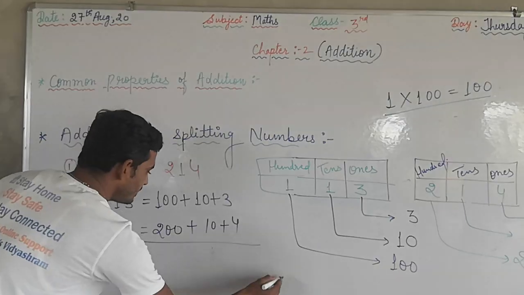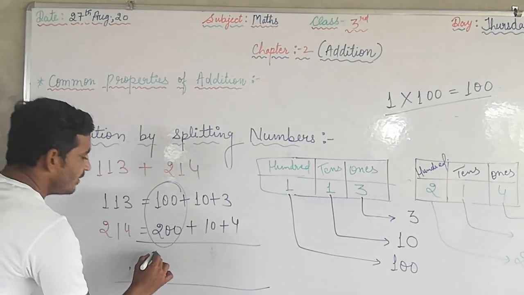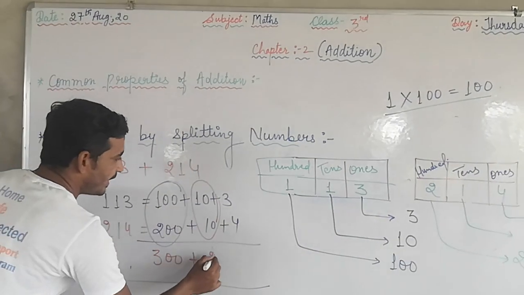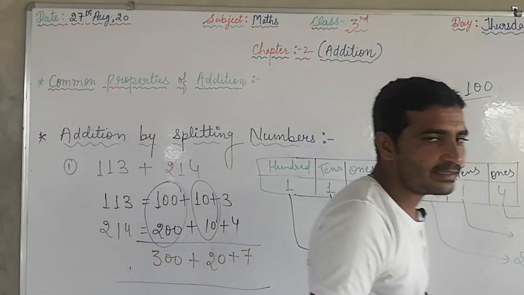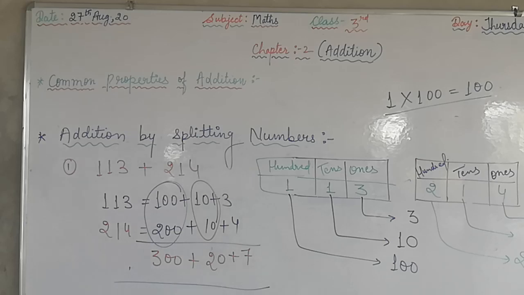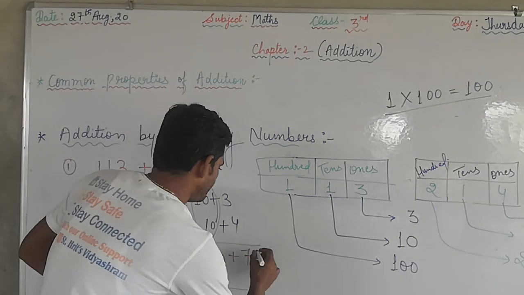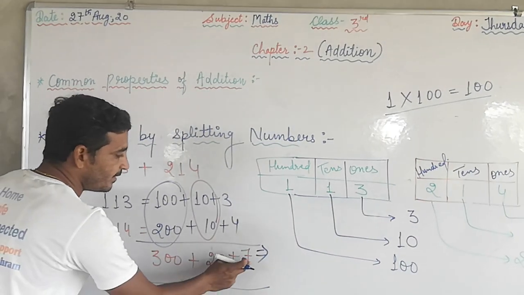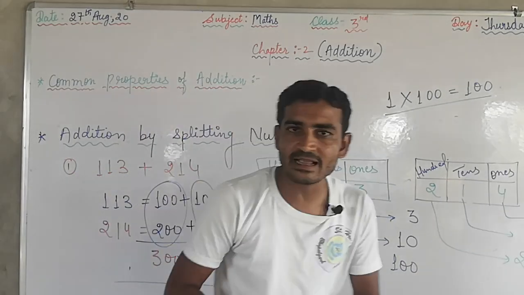Now you add separately. First you add 200 plus 100, that is 300. Next 10 plus 10, that is 20, and 4 plus 3, that is 7. Now the calculation is simple. 300 plus 20, 320 plus 7, 327.